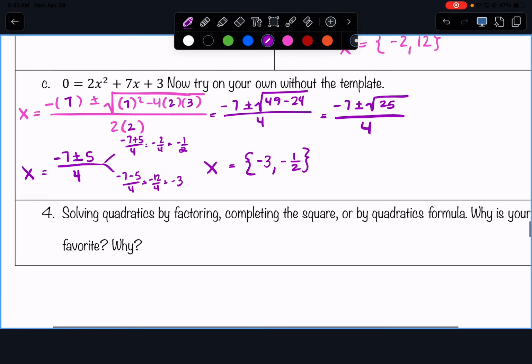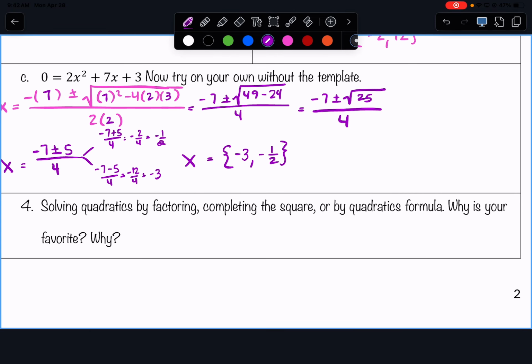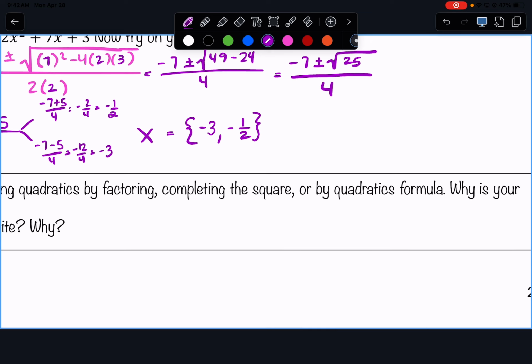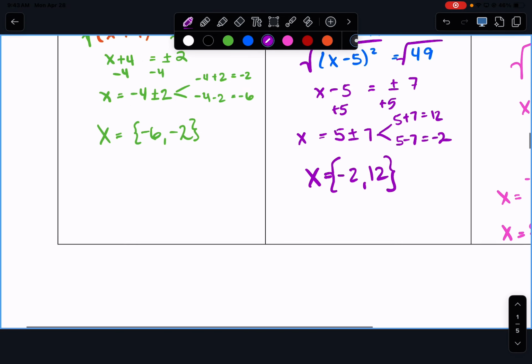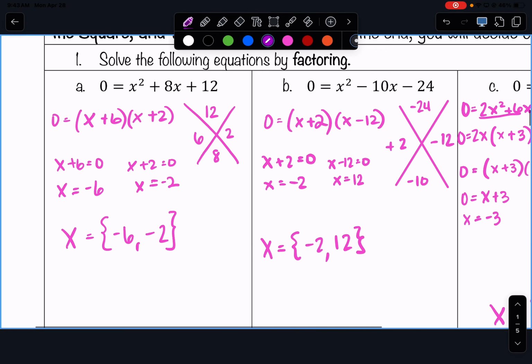All right. So I will quickly go over when and why each method is the best. Okay, so factoring is great when a is 1 and the problem is factorable. Because, let's face it, you cannot really beat being able to just quickly do, oh, what multiplies give me 12 and adds give me 8? Oh, so it's x plus 6, x plus 2. That's easy peasy lemon squeezy, right?